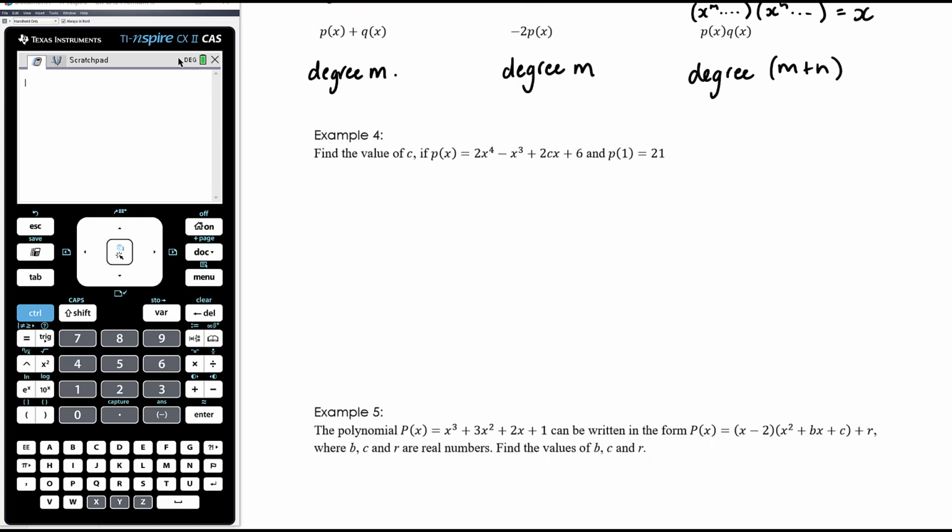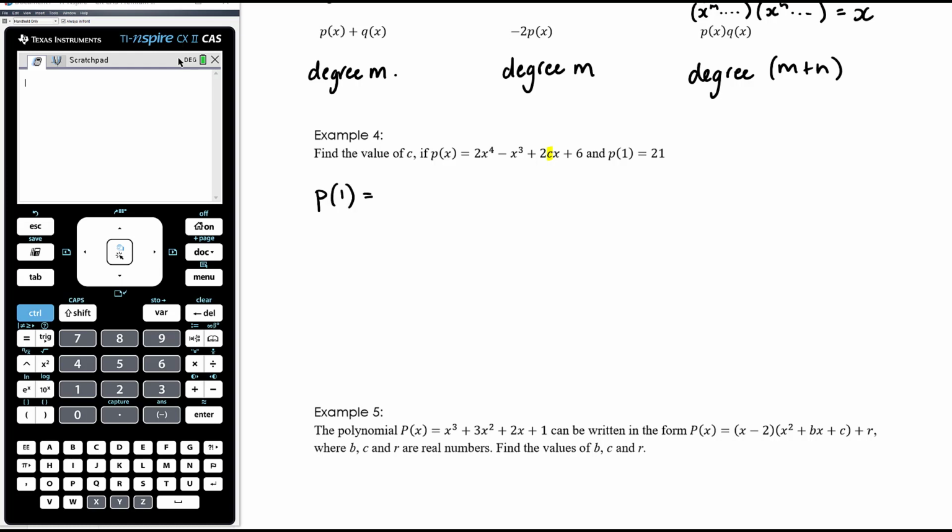Okay, a couple more examples. Find the value of c if p of x is equal to this polynomial, so there's c there, a part of an unknown coefficient, and p of 1 equals 21. Okay, so this is simply giving us a point on the graph. It tells us when x equals 1, the polynomial is equal to 21. And so we can just substitute that in.